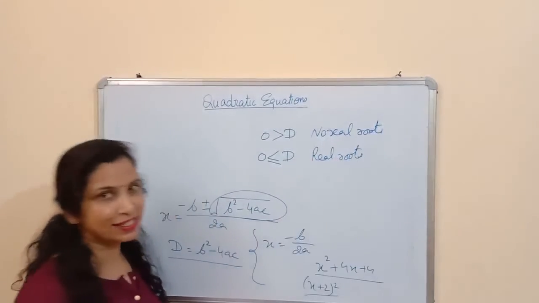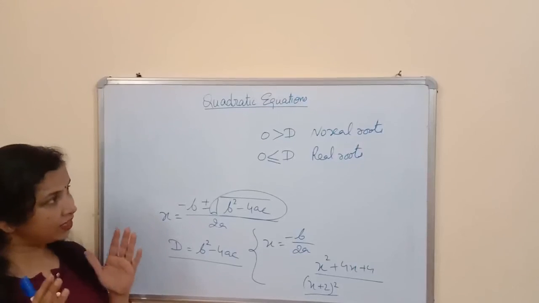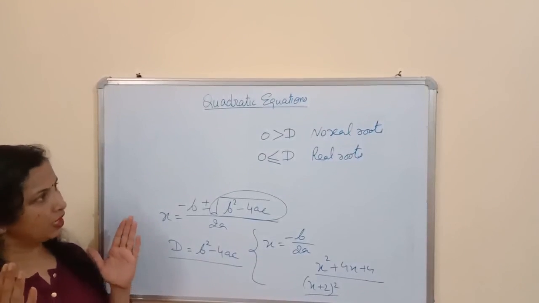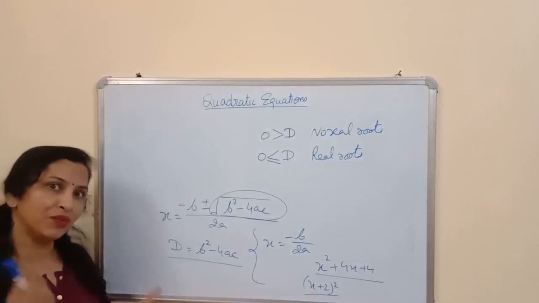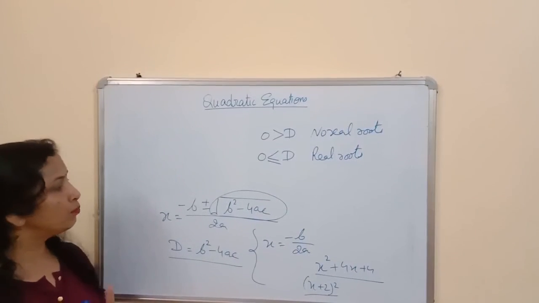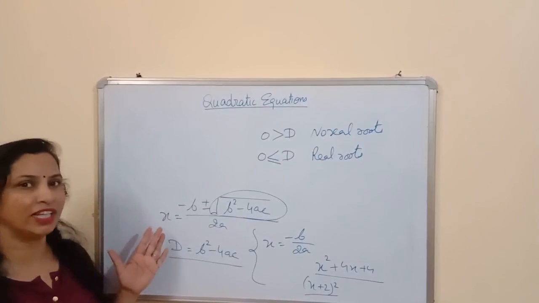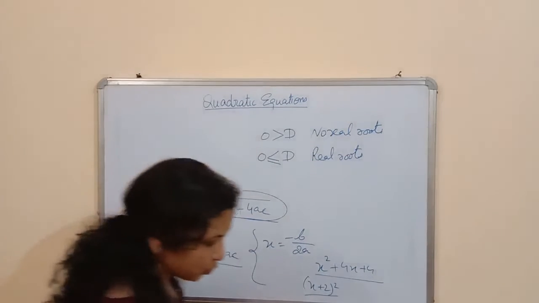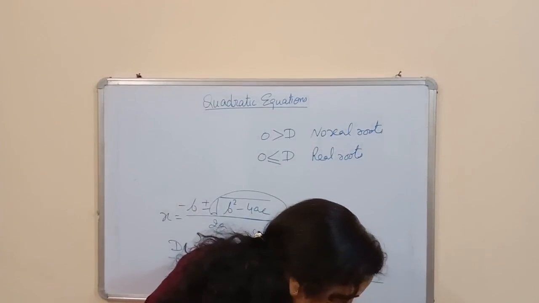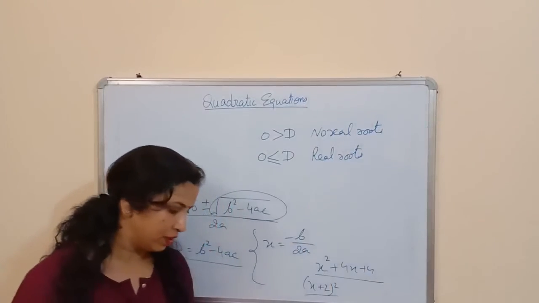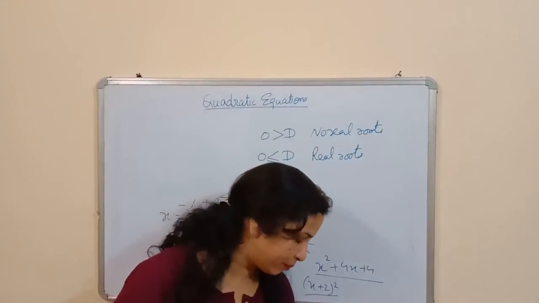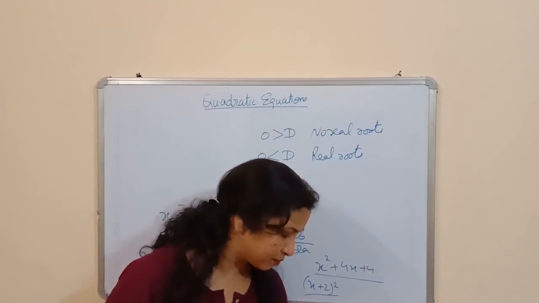In the next exercise, we will learn how we can find whether an equation has real roots or no real roots, not by solving it, but only by finding the value of D. I will explain this in the next video. Then we will complete our chapter on quadratic equations.